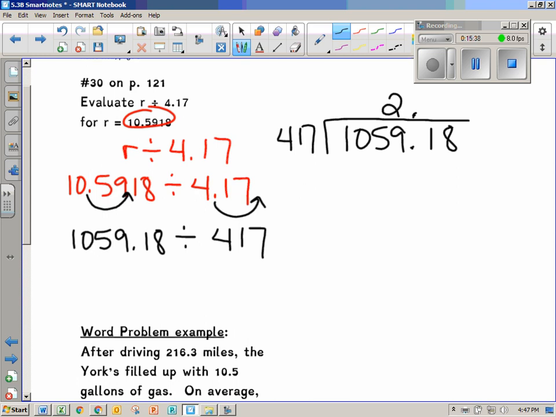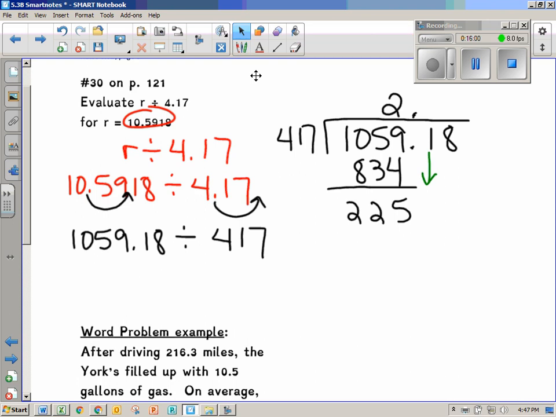So 2 times 417. I'm just thinking 2 times 400 is 800, and 2 times 17 is 34. So it's 834. I challenge you to think like that so that you can do a little bit less scratch work. Then we subtract and bring down. Remember, you don't divide until you bring down.